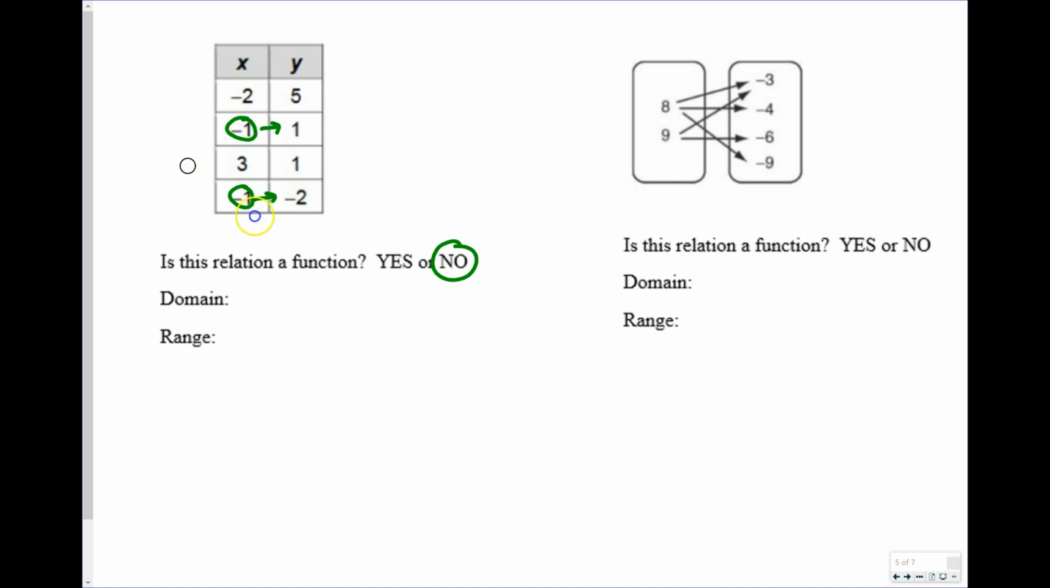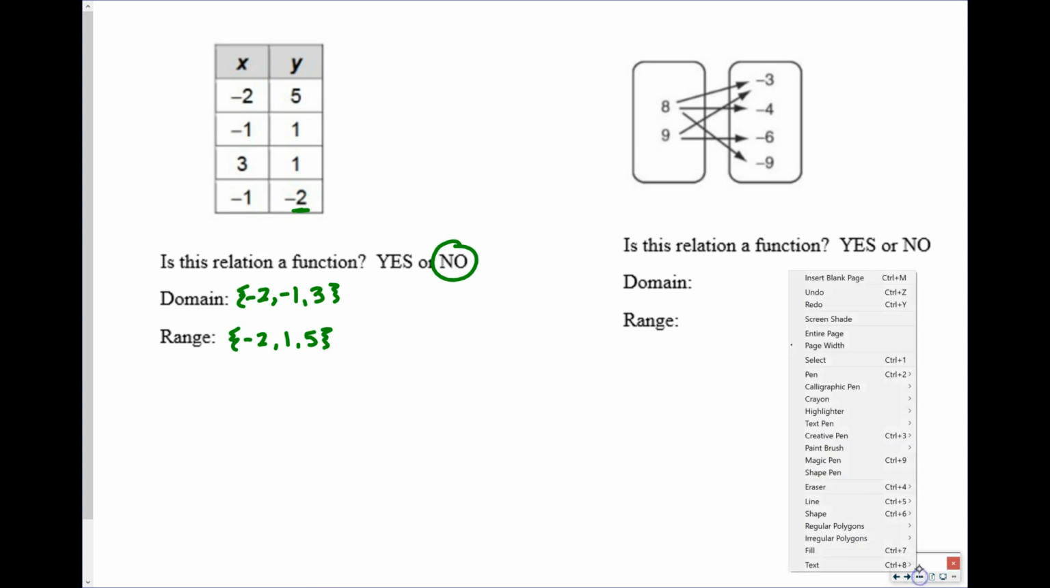Not a function. However, it does have a domain and range. Its domain, now this is tricky, least to greatest. Your smallest number in the domain is -2, then -1, then 3, and you do not repeat the -1. The same thing holds true for the range. -2 here is my smallest value. Then I've got 1. Even though 1's repeated twice, I'm only writing it once, and then the 5. Those are things I would take off half points for.